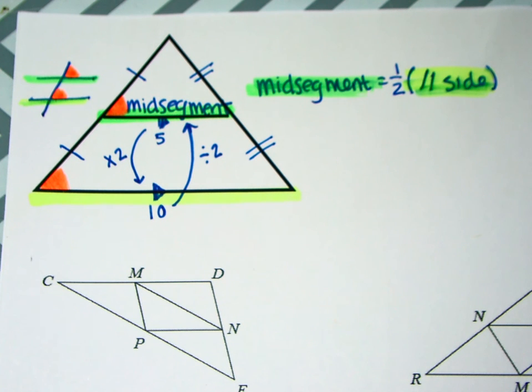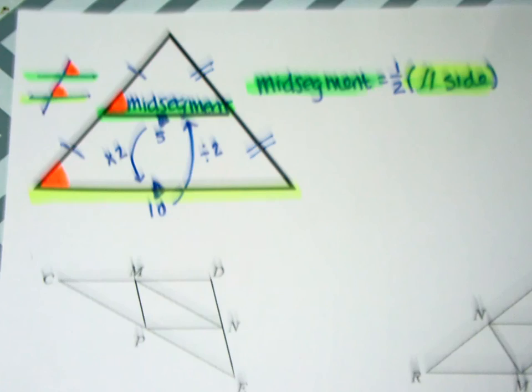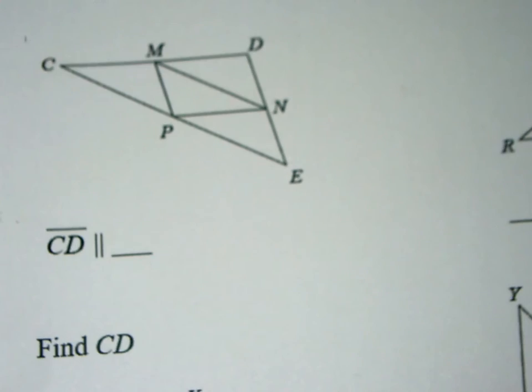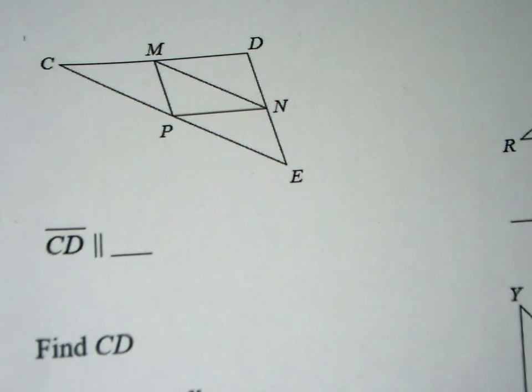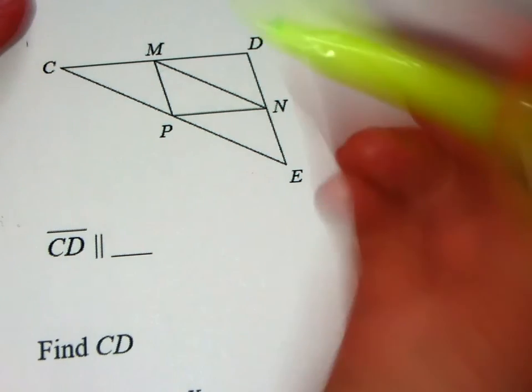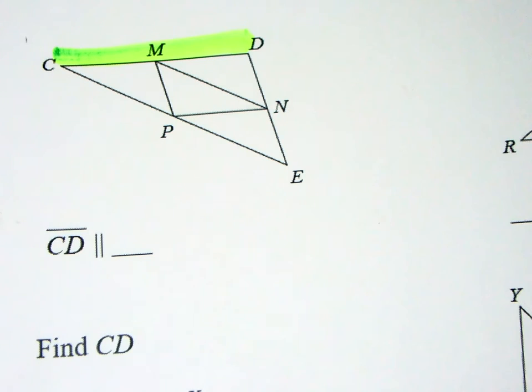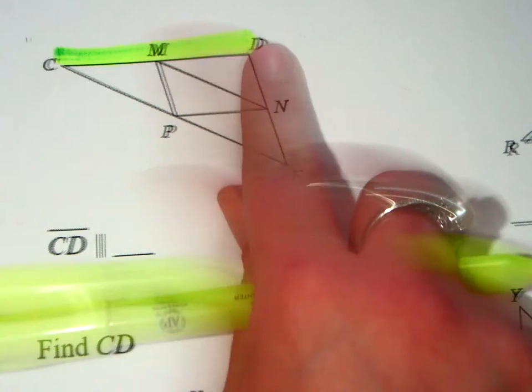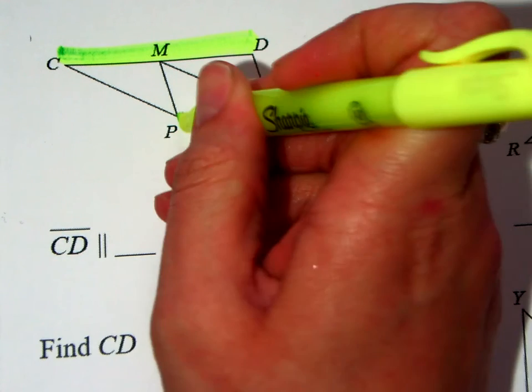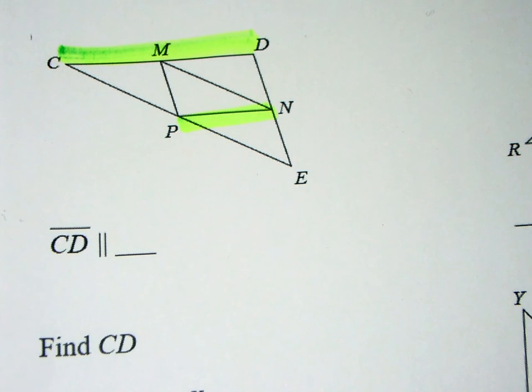So let's go ahead and just do a few examples. Example 1, we want to know what CD is parallel to. CD is located here. And remember, parallel means that they're going the same direction, they're on the same plane, and they never intersect. So looking at the one I would want to use, CD is parallel to PN. Notice how those are going the same direction and they're never going to cross.